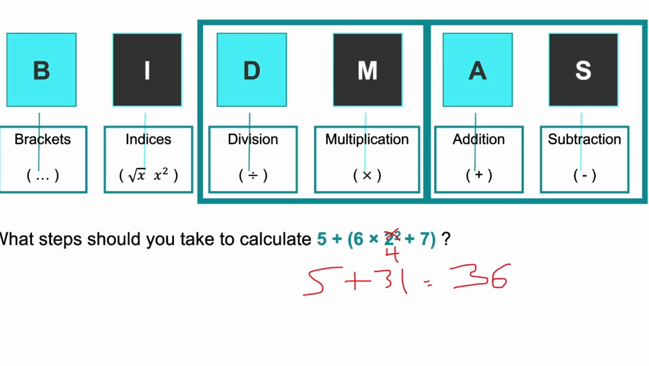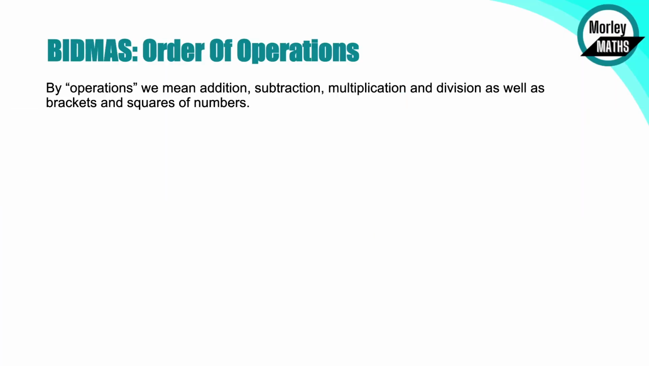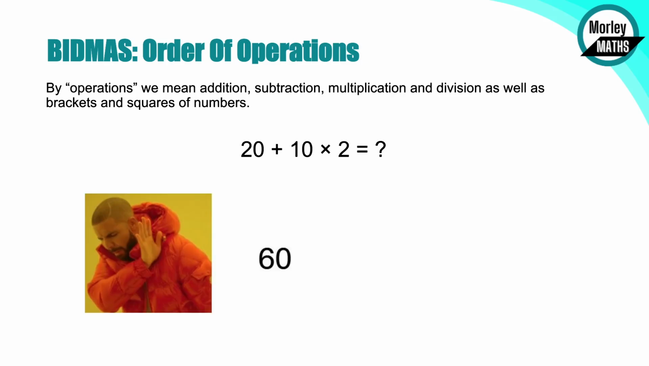By operations we mean addition, subtraction, multiplication and division, as well as brackets and squares of numbers. And you've got to be really careful with this. So if you see 20 plus 10 times 2 and you do that in your head, you may get the answer of 60, which unfortunately is incorrect, and that's because it's not using the order of operations.